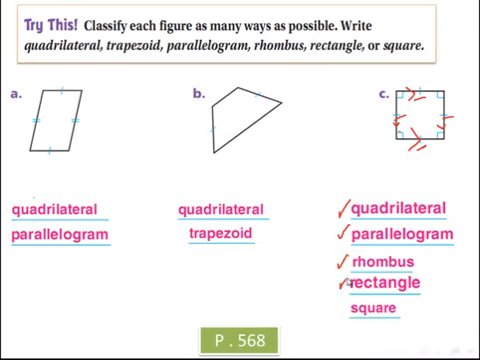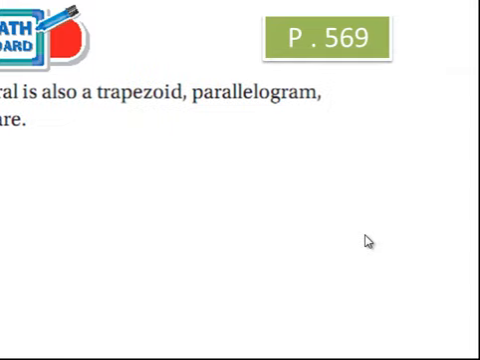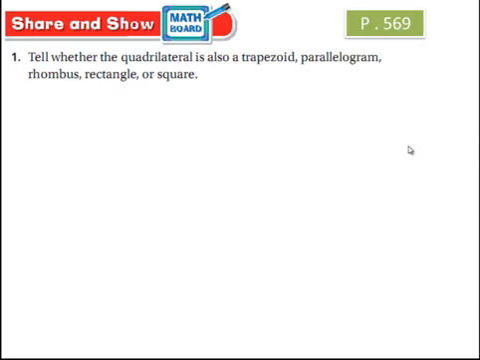Rectangle, because there are four right angles. And square, there are four right angles, two pairs of parallel sides, and two pairs of equal sides. Let's go to the next page. Now we are gonna start share and show questions. Question 1. Tell whether the quadrilateral is also a trapezoid, parallelogram, rhombus, rectangle, or square.